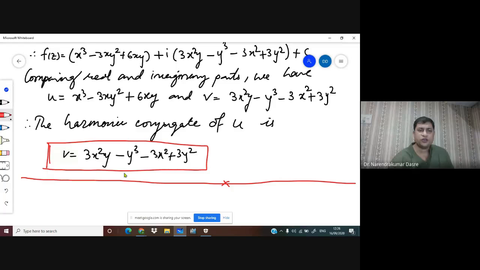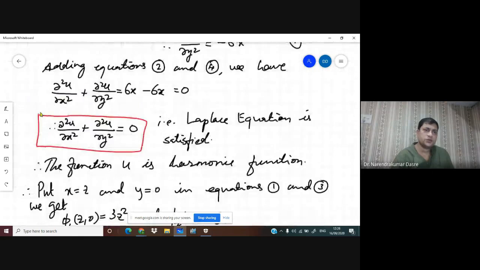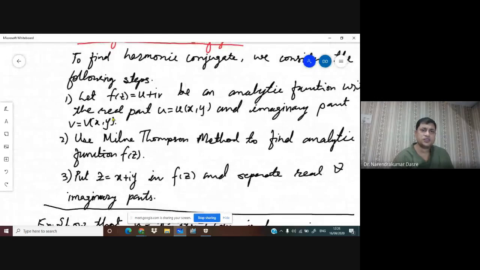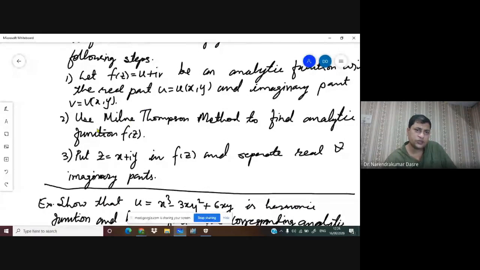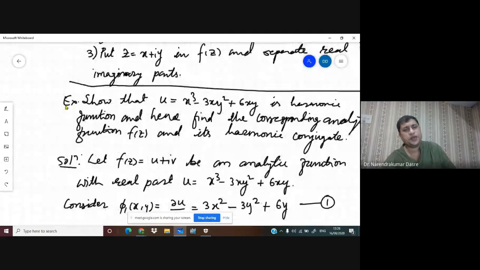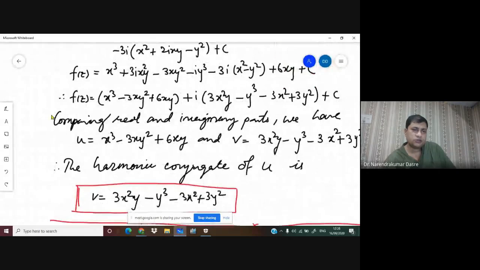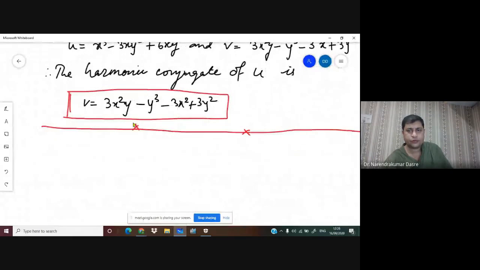So see here, we followed exactly the same steps that I have given to you. Our first step was to write this, then prove that it is a harmonic function. Now we use the Milne-Thompson method, and we calculated the real and imaginary parts, and then we got the harmonic conjugate. Okay. So this is how we are able to get the harmonic conjugate.